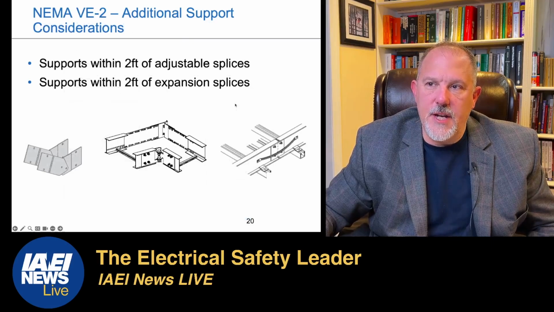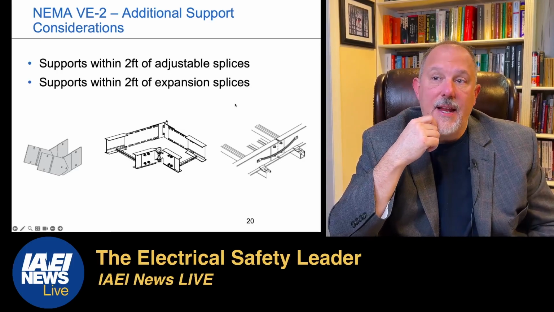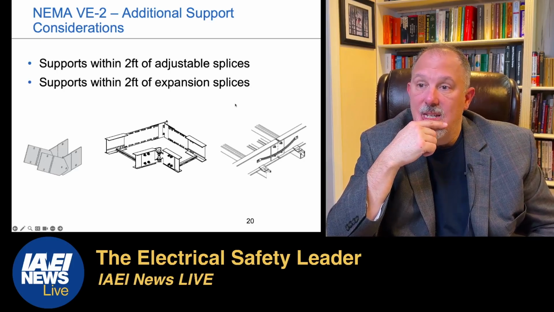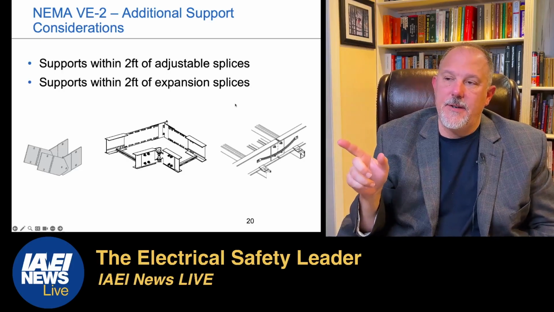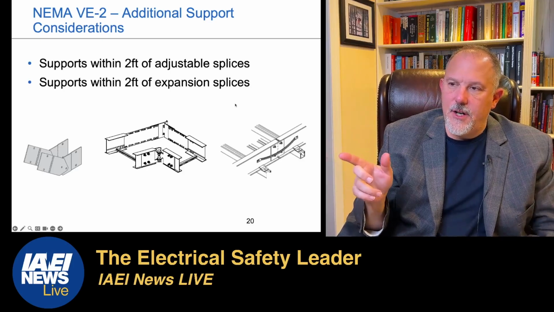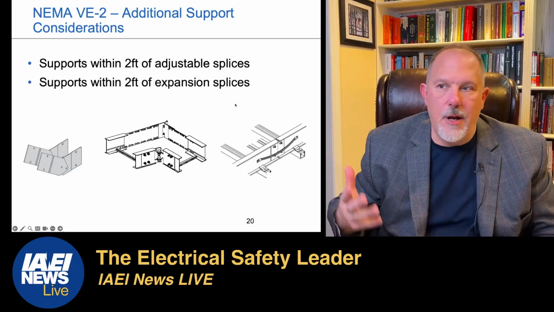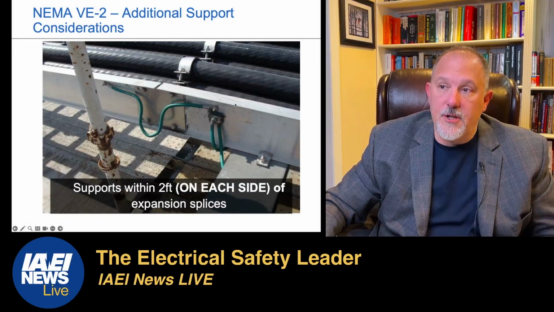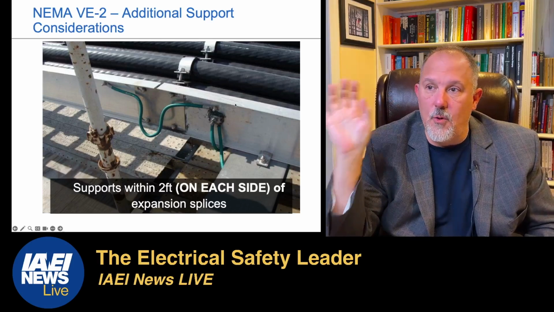They'll tell you, supports have to be within 2 feet of adjusted splices, and supports within 2 feet of expansion splices. So when you look right here at this one, that's a weak spot for obvious reasons. And look how they have a support on either side of that splice, we'll call it a joint. There's an actual picture, and you'll notice the bonding. So they're making sure that the bonding is secured from one tray to the other.